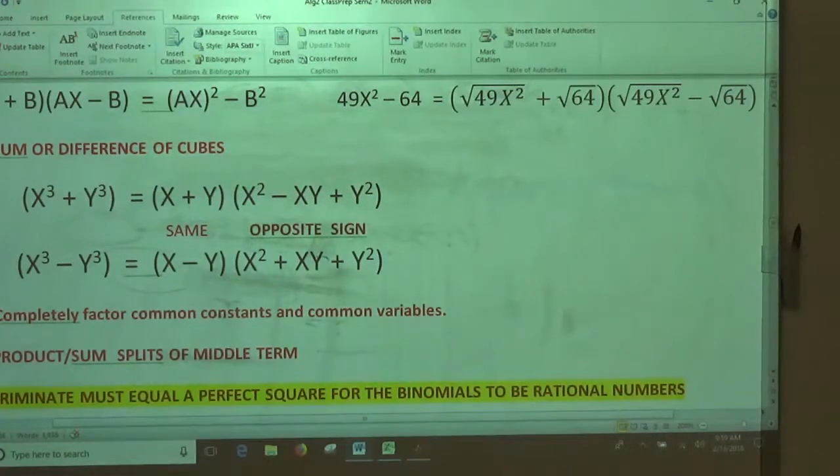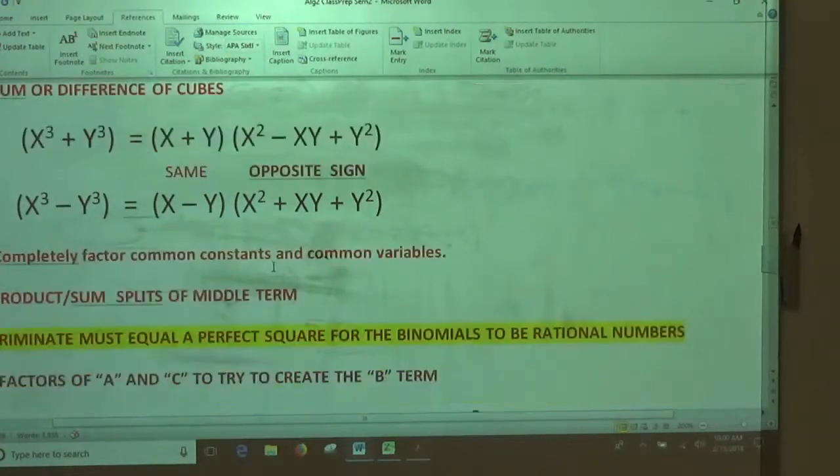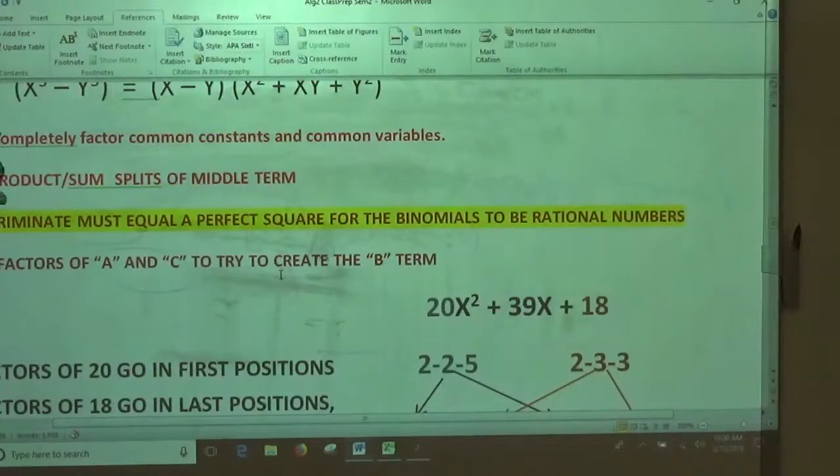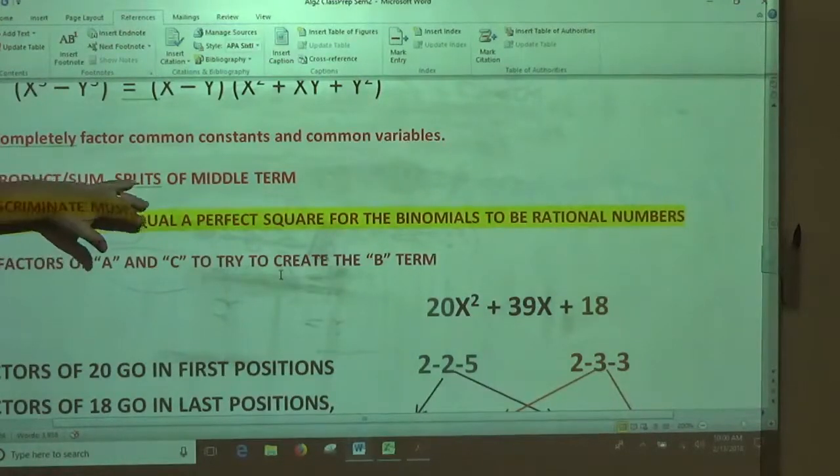Okay? Any question on that? That's a memorization thing. All right, now. C, completely factor common constants and common variables. All right, as you try to simplify, the first thing you look for is to see if each term has the same factor or has the same variable, so you can get it out first. And then what's left, you're going to have to work probably with some sort of factoring, because you'll have a trinomial.